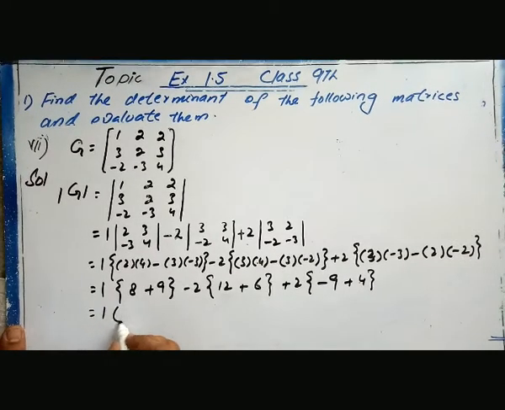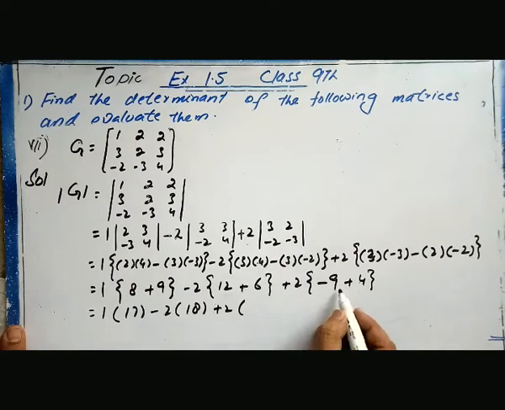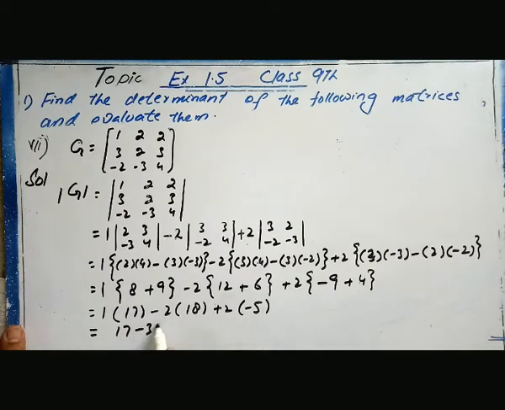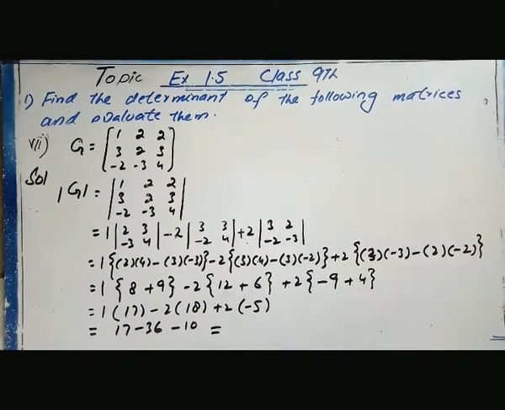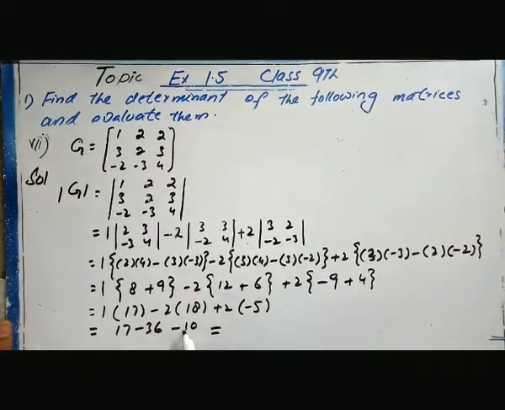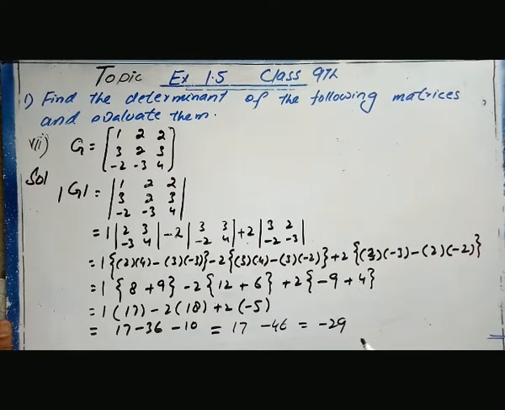Now 1 into 17 minus 2 into 18 plus 2 into -5. That is 17 minus 36 minus 10. This is -36 minus 10, so -46 will come, and plus 17, so this gives us -29.